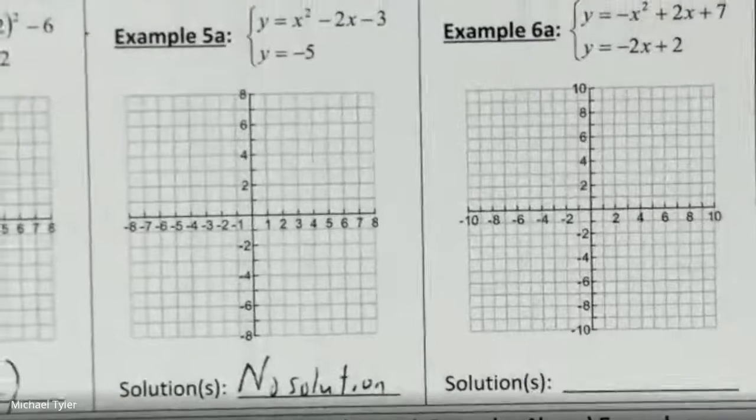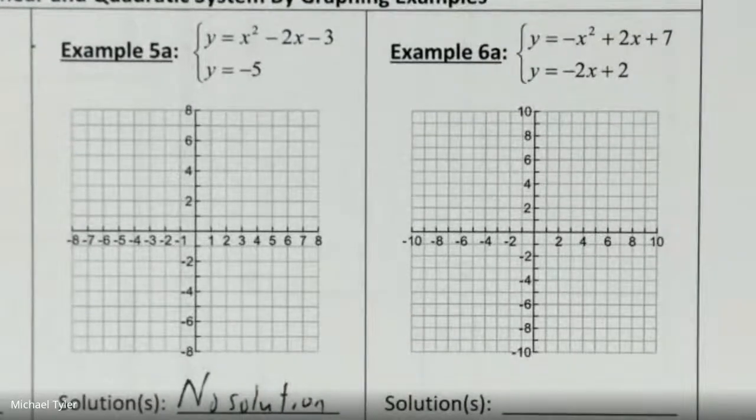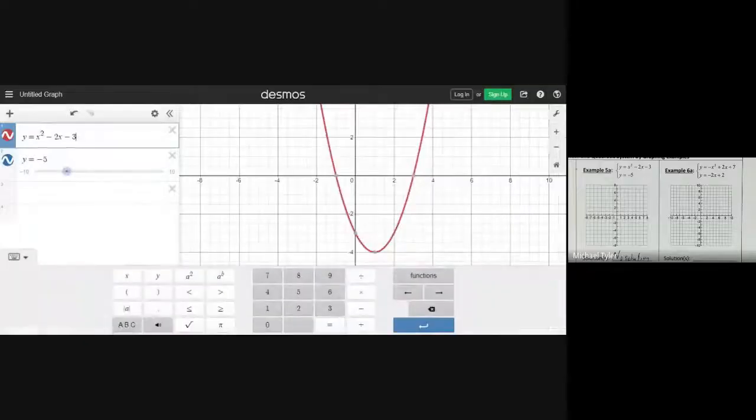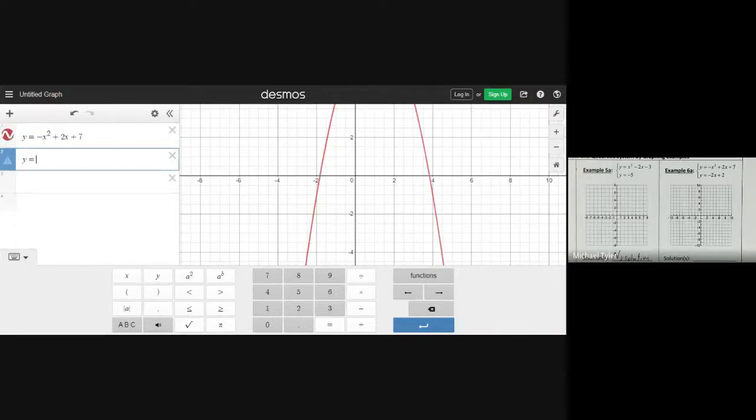I'm going to do the last one because I think that one's going to have 2 answers. So this is the last one for this part. We're going to go back in Desmos. Now I'm going to get rid of that, and plus 7. Now remember, it can only intersect at most 2 times.